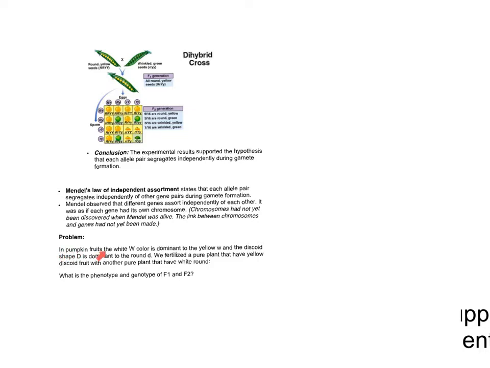Here is a pumpkin fruit with W color, big W, is dominant to the yellow. So let's write it down. What I like to do is write it off in a chart, because when I see it here, by the way, this is a clue that you should be doing this too, because you're going to get problems like this on your end of course exam. You're going to get problems like this on your test. This is how you maximize your success.